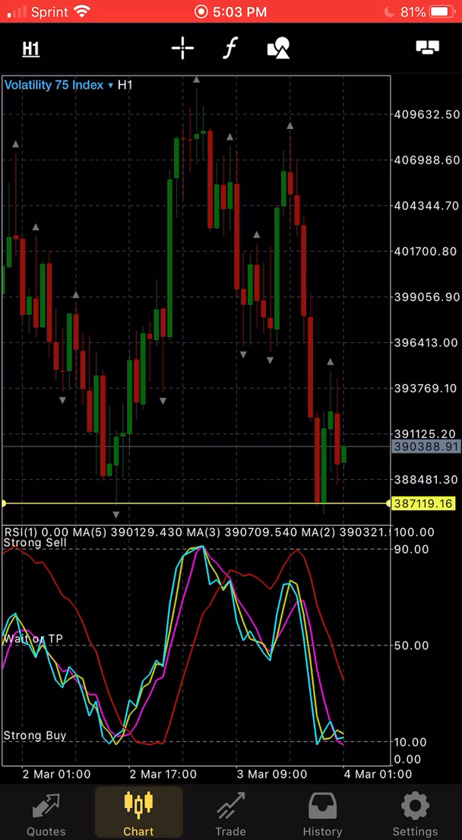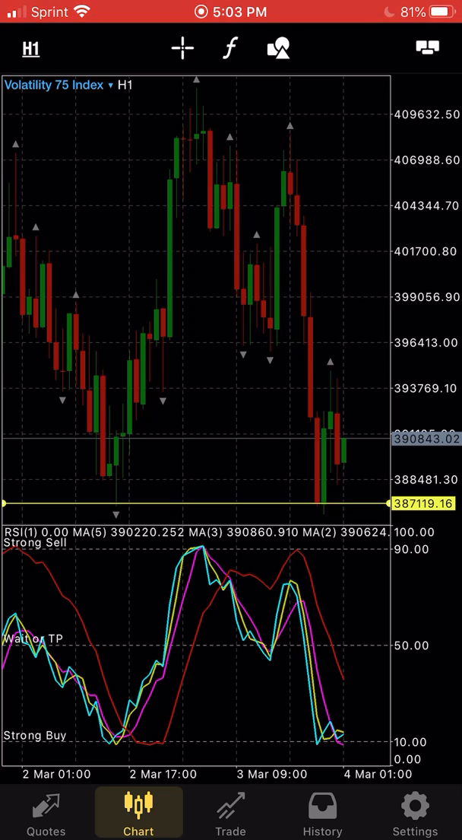But first of all, when we were discussing how we can scalp the boom and the crash, I showed that we can use our relative strength index, which is the indicator below. Then we can add more moving averages on it. So that will give us signals on when the market is on the bottom and when the market is on the top.